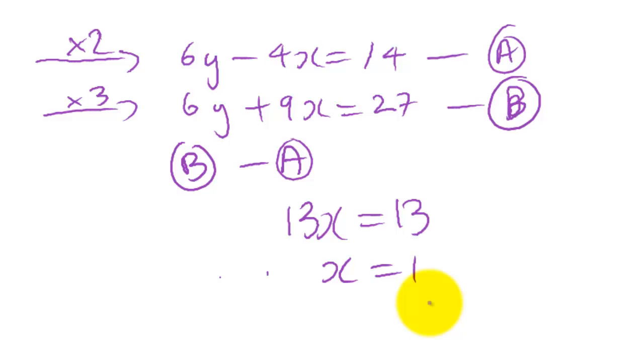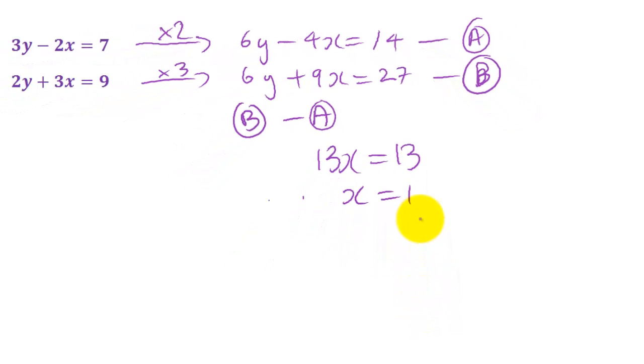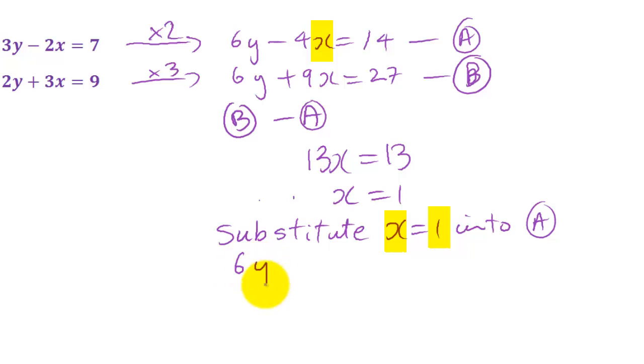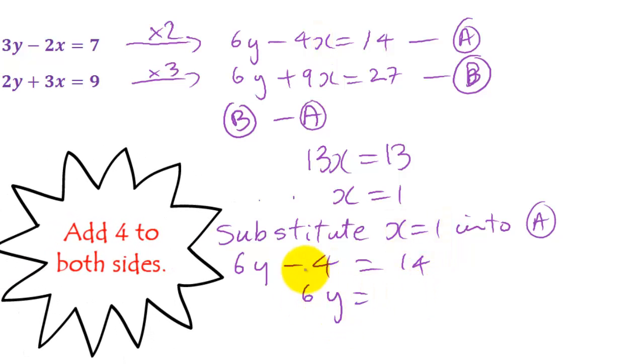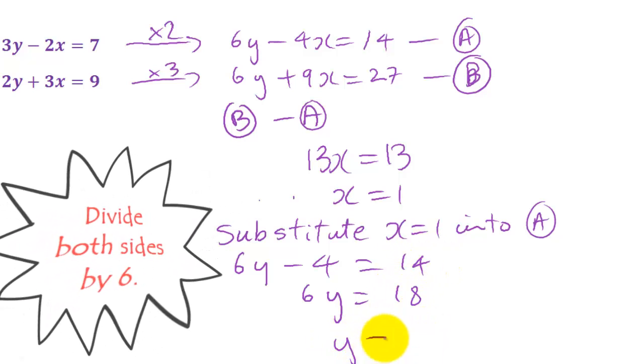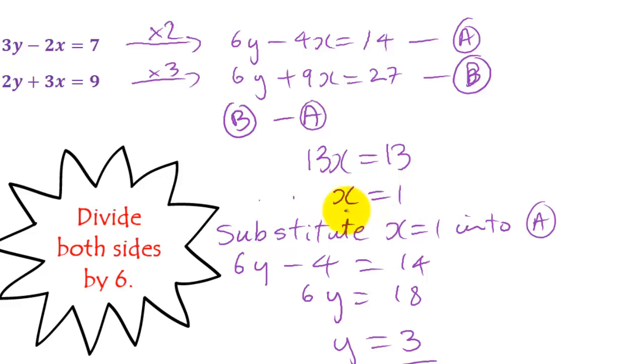So let's substitute x equals 1 into one of the equations. No matter which of the four equations we do, we've got to substitute into one. I'm going to go for the top one here, A, just to keep it easy because I haven't labeled these with anything. So substitute x equals 1 into A. So we get 6y minus 4, 4 times 1 is 4, equals 14. So 6y, add 4 to this side, I get 6y, add 4 to this side, I get 18, and y equals 3, and I've got my two values.